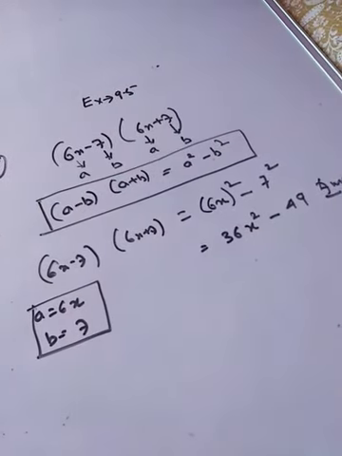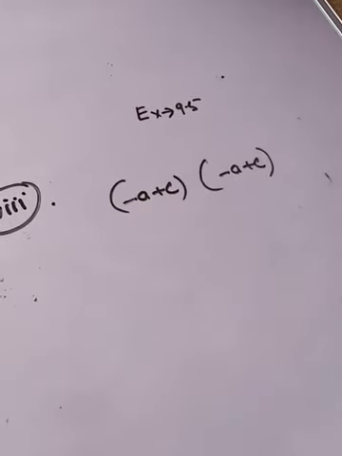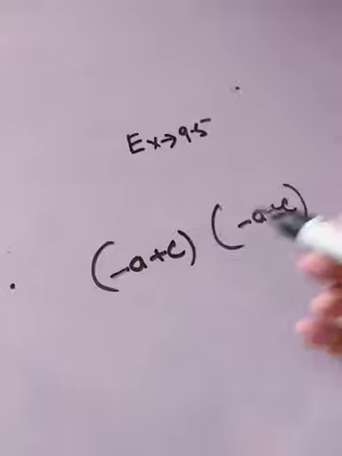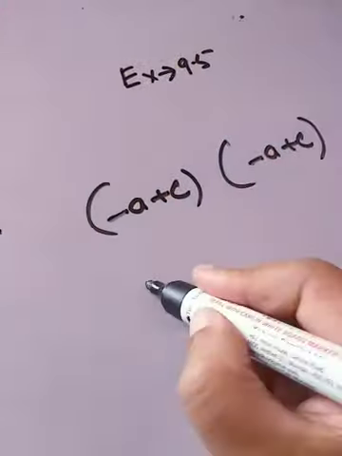So let's move on to sum number 8. This is sum number 8. Now it is looking a little bit odd, isn't it? You see minus a plus c, minus a plus c. Both are the same, isn't it? So we can write in this format.